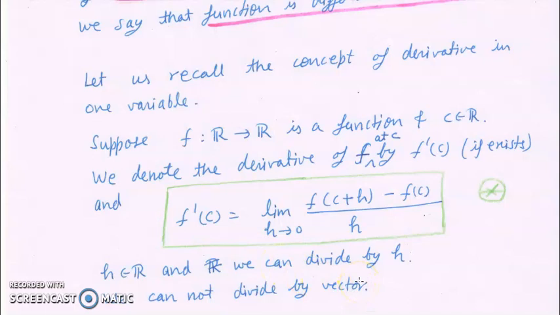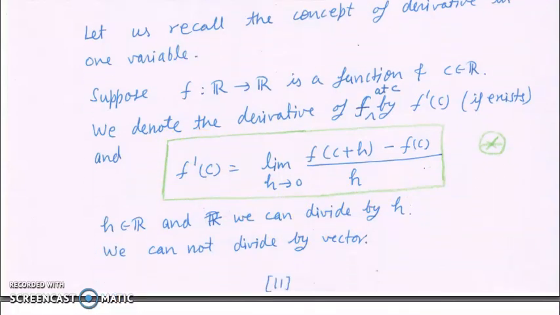Now the problem in case of several variables is that if we write the definition like this, then we have to write c plus h. Here the h is a real number, but in case of several variables the h has to be a vector, and we have to divide by h. So we have to divide by a vector, but we don't have any concept of dividing by a vector. We don't know how to divide by a vector. That is not a defined term. So we cannot define the derivative like this in case of several variables. Okay, so what can we do?